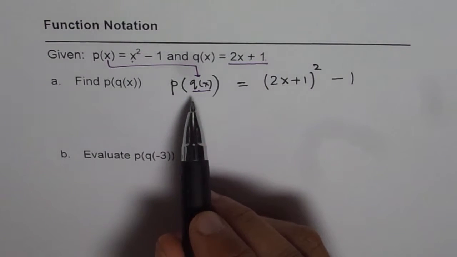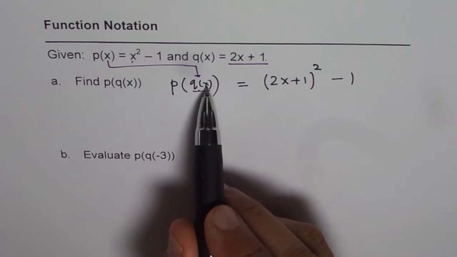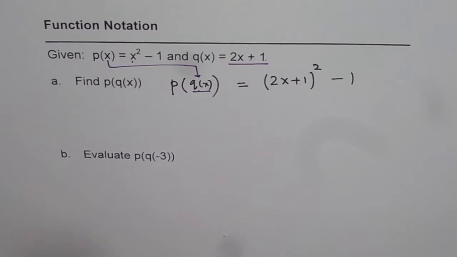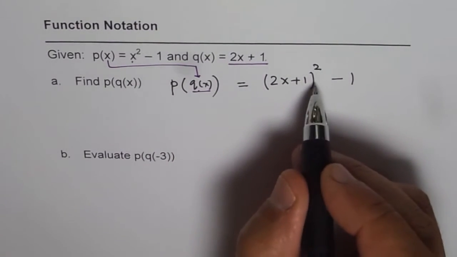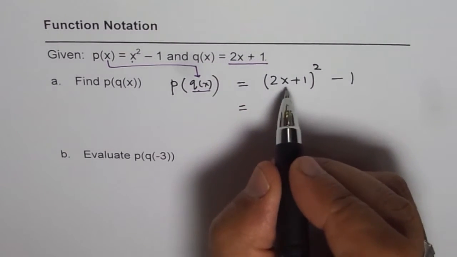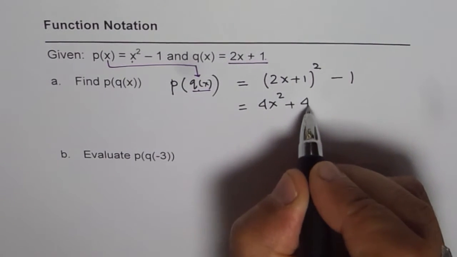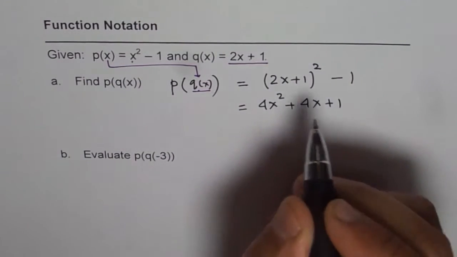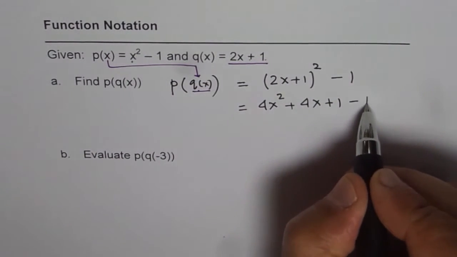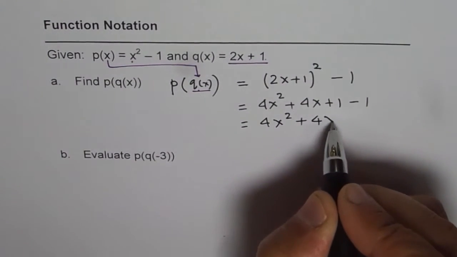It's called a composite function and read as p of q of x. So it's a function of function, and we evaluate from inside out. Now let's expand and simplify this function. So (2x plus 1) whole square is (2x) square, which is 4x squared, plus 2 times ab, which is 4x, plus 1 squared. Well, you can write (2x plus 1) times (2x plus 1) and get the same expression, and then minus 1. Now this could be simplified as 4x squared plus 4x.